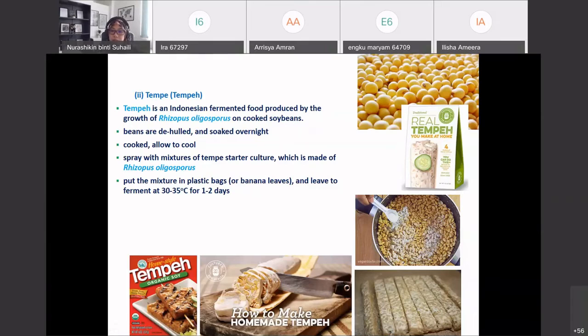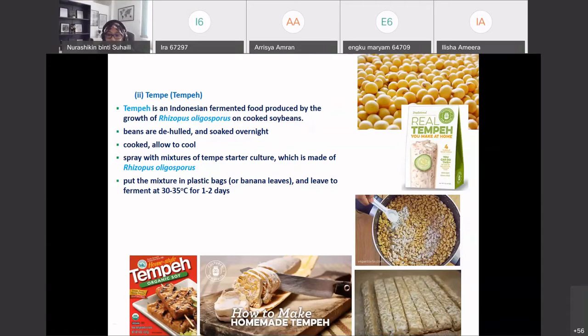You have to do something first on the soybeans. You have to soak it, dehull it, and then cook the soybeans and allow them to cool. Only then do you put in the starter culture, which is Rhizopus oligosporus, and incubate for 1 to 2 days at 30 to 35 degrees. At the end you'll get tempeh like in this picture. The white thing here is the mycelium, the filaments of the Rhizopus oligosporus.